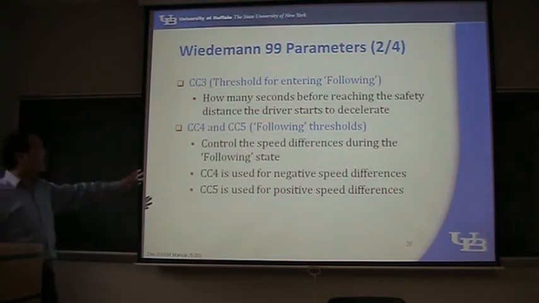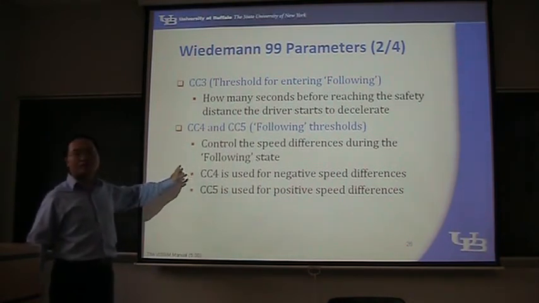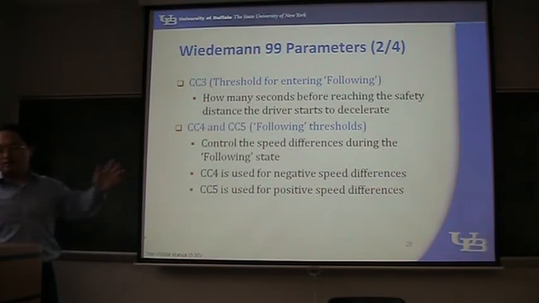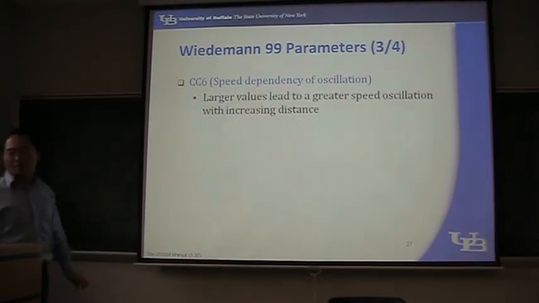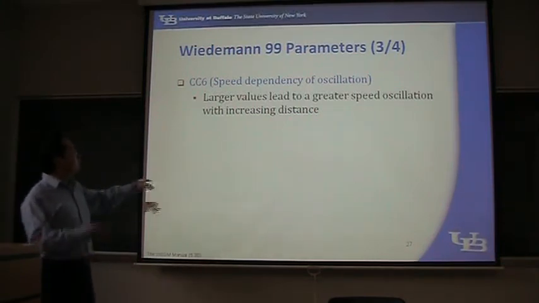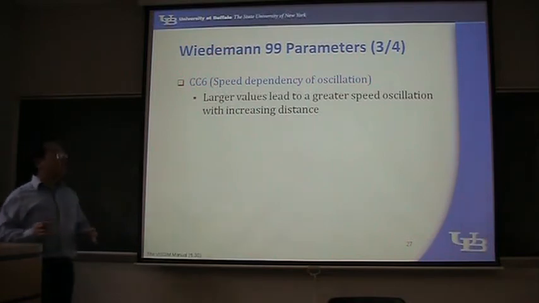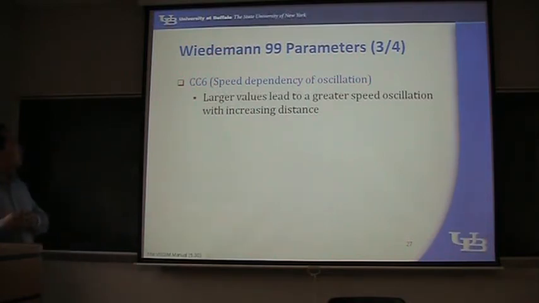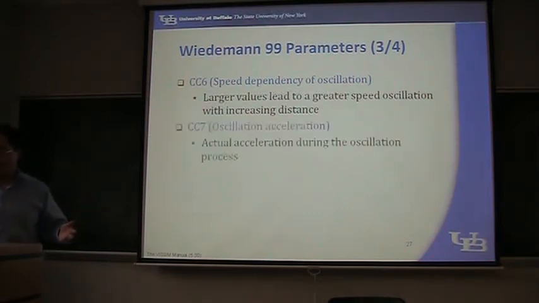CC4 and CC5: one for negative speed difference, represented by percentage, the other one for positive speed differences. CC6, speed dependency on oscillation. This is going to define the speed oscillation with increasing distance. I also forgot what it really means now. I'm very sorry about that.